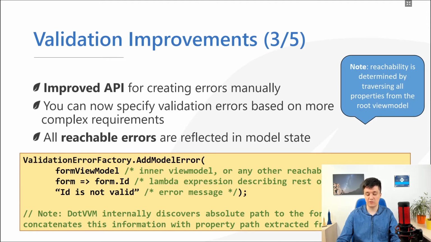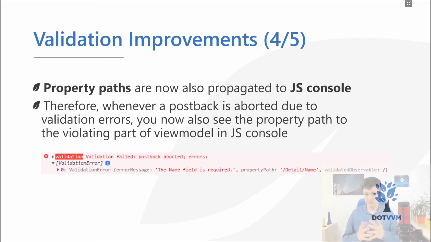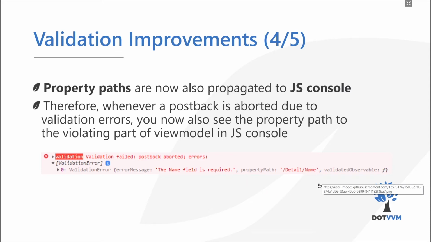This is also another important improvement when it comes to validation. And as I've been saying about those property paths, we are now displaying them also to users. So for example, if there are some validation errors sent to the client, or basically displayed in the JavaScript console for any reason, you would now get not only the error message, but as you can see, there is also this property path, which in this case is telling us that at the root view model there needs to be a property called detail, and this property has a child property called name, and that's the violating property.